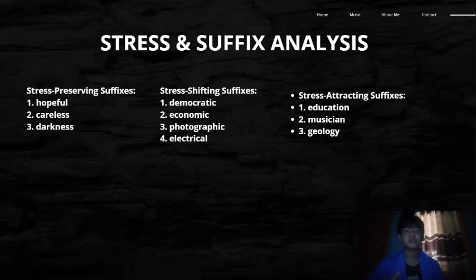And stress shifting suffixes cause a complete change in stress position. For example, democracy becomes democratic with different stress. The same happens in economic and photographic. These changes are important to understand correct pronunciation. This concludes my case study analysis.